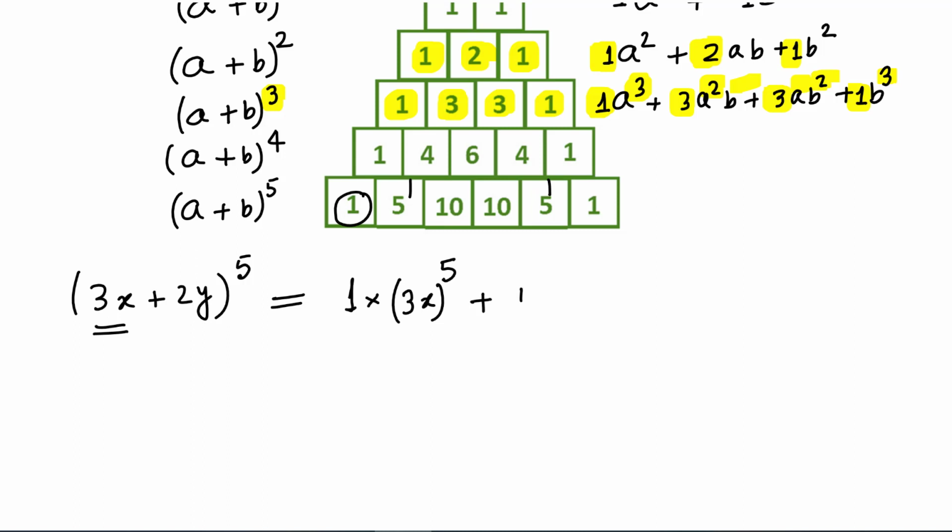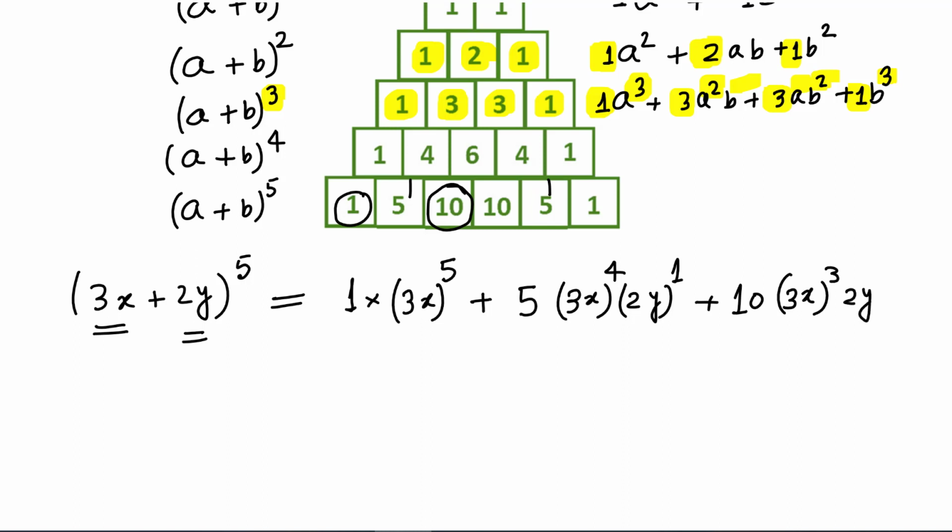Next, the coefficient we will have is 5, and then we will have 3x, and the power will be 1 less, that is 4, and 2y power will be 1. Next coefficient we have 10, so 10 is here. So we will have 10, and this is 3x raised to the power 3 and 2y raised to the power 2.